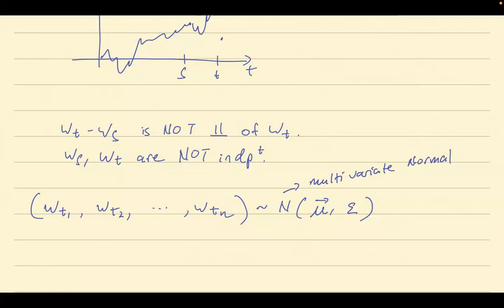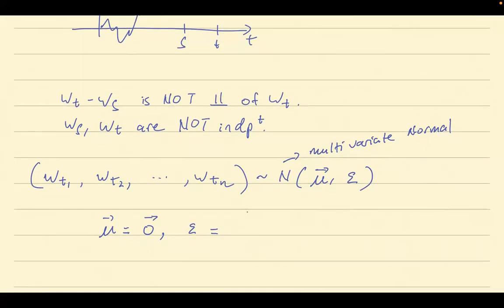So here, mu obviously is just a vector of zeros because the Brownian motion is centered at 0. It's the covariance matrix that is important. Here the covariance matrix is, on the diagonal, just T1, T2, up to Tn. And on the off diagonal, which is the covariance, we'll just say something like this: the minimum of Ti, Tj.